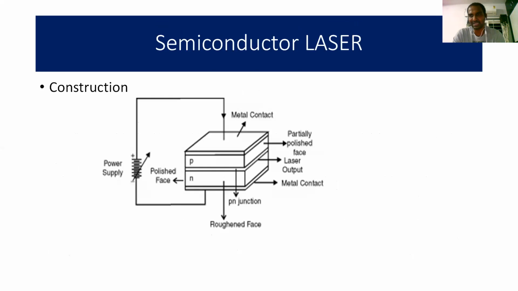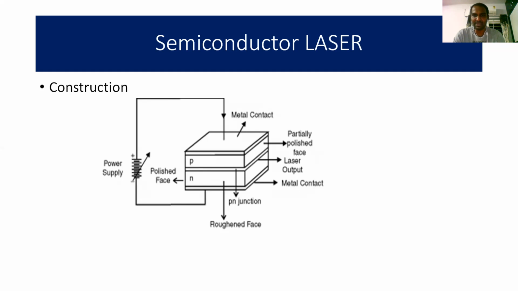And if you want to construct the semiconductor laser, this schematic diagram represents the construction part of the semiconductor laser. If you observe this diagram, here we have a p-n junction diode. So p-type material is there and n-type material is there. In between those two, there is active material. And at the bottom of n-type material, there is a metal contact. And at the top of the p-type material also, there is a metal contact.